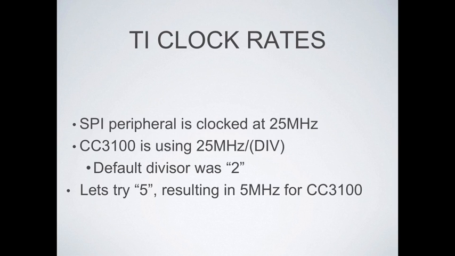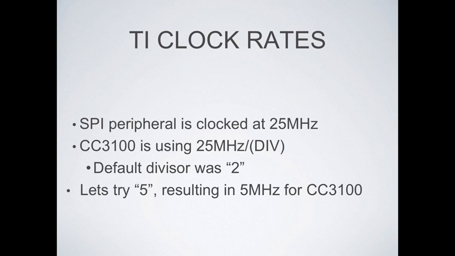So the TI clock rates: the SPI peripheral is clocked at 25 megahertz. That's what I found in the code; this is all written in the code. The CC3100 is using 25 megahertz divided by some divisor, and the divisor was set to 2. That gives me about 12.5-ish megahertz, which is what we saw in the previous example. When I sampled at 24 megahertz, it showed a clock rate of 12 megahertz. That was a little too fast for my particular logic analyzer.